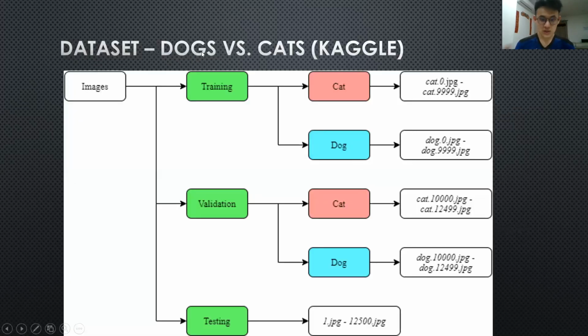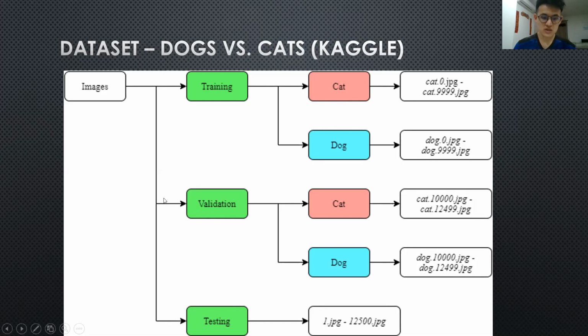The dataset comes from Kaggle. Kaggle has this online competition to build an image classifier for dogs and cats. These images represent the folder structure. If you download the dataset from Kaggle, it has training and testing. Training consists of 12,500 images of dogs and 12,500 images of cats, which is 25,000 images. It does not have a validation folder.